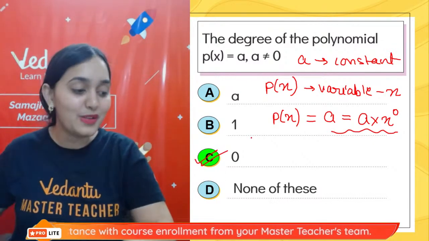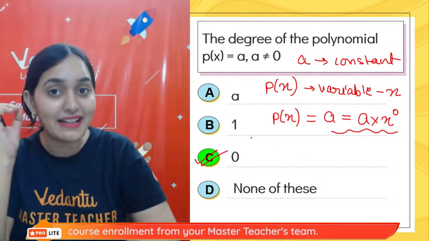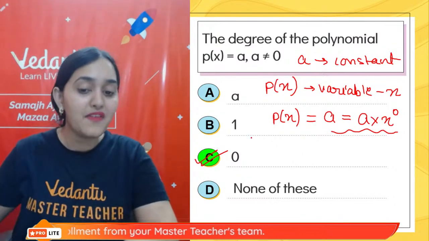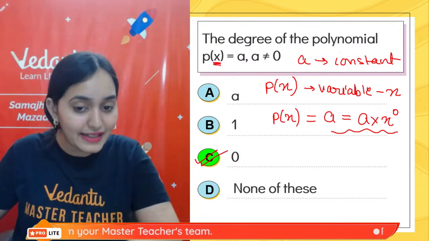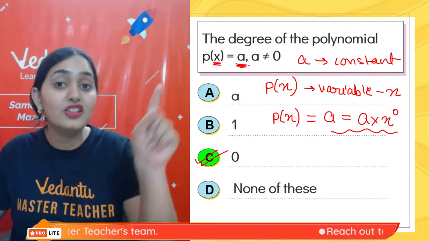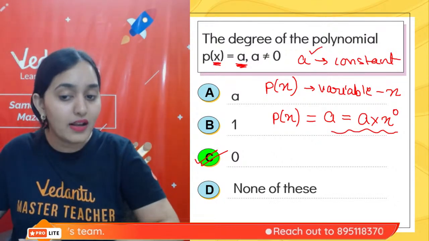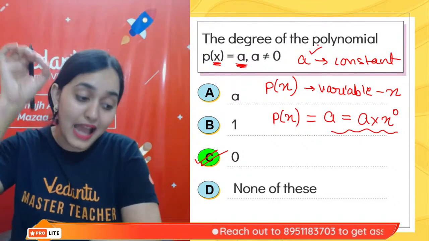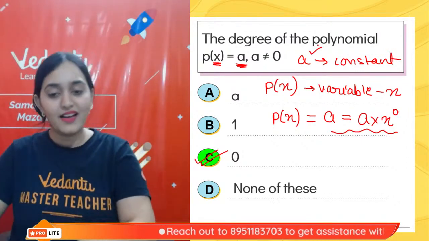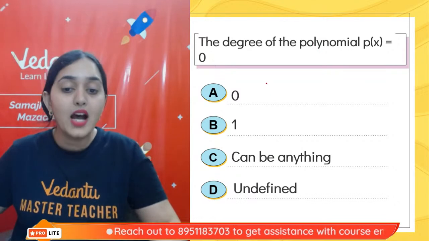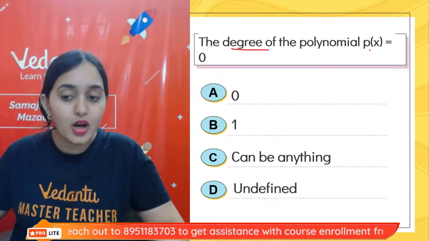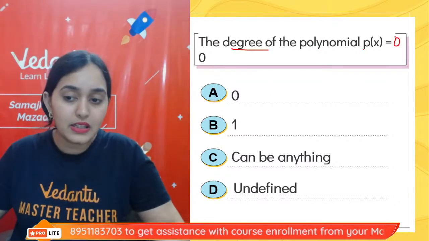0. Understood? What is the confusion? What is the trick here? Since they have written that the variable is x, that means this is not a variable. This is constant because the variable has to be x. Very nice. Next question. What is the degree of the polynomial px is equal to 0?